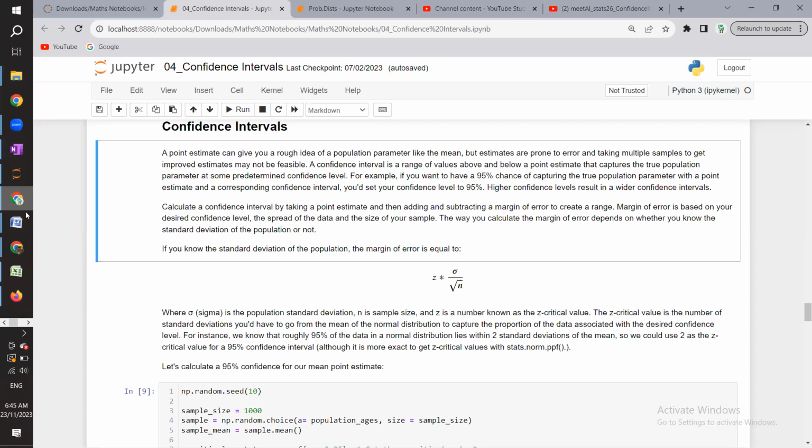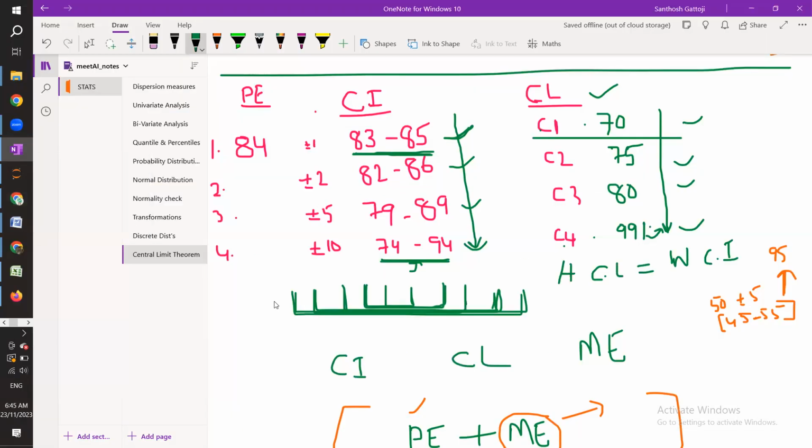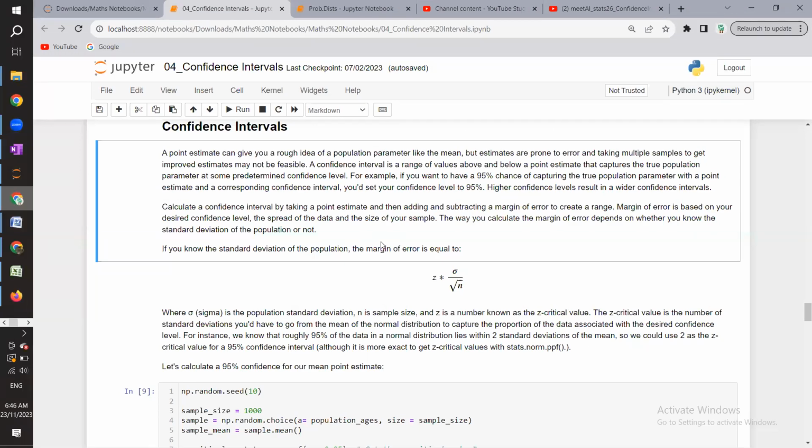right? So let me know, are we good till this point? Any doubts here, any clarifications, any one of you? Clear, sir. Okay, fine.